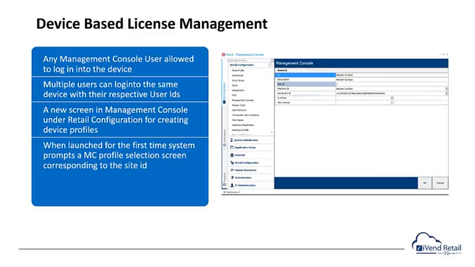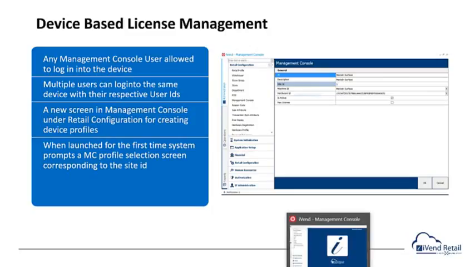Whenever you upgrade from an older version to, let's say, the 6.4 series, 6.4 R2, and once the upgrade is through, whenever the application is launched for the first time, you would be presented, at the enterprise level, with the management console profile selection screen corresponding to that particular site ID. Let me try and explain this on the product itself.